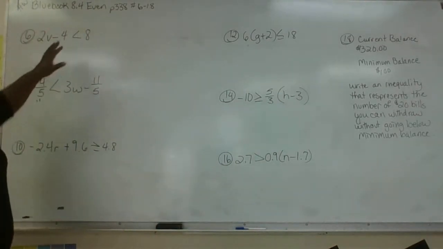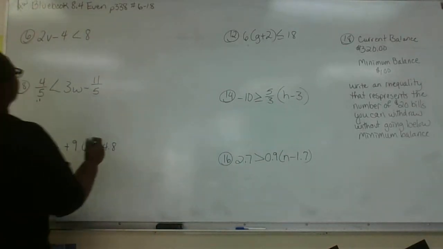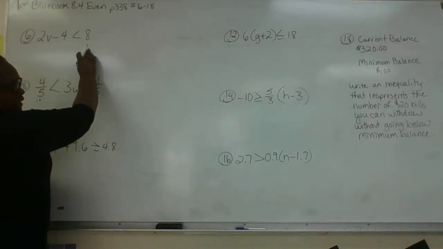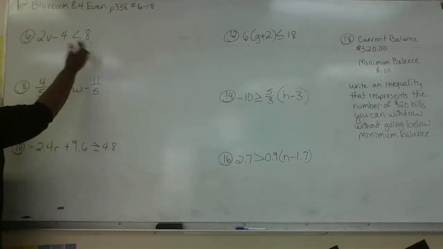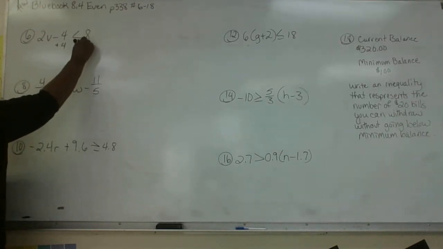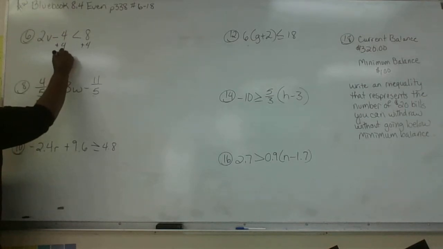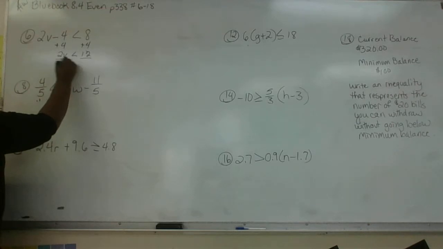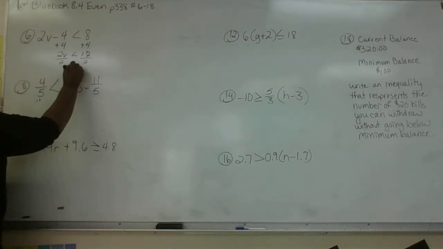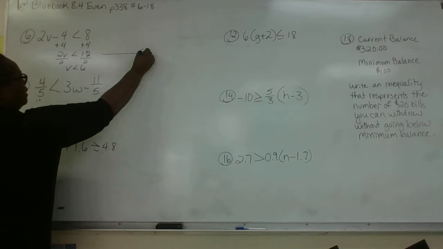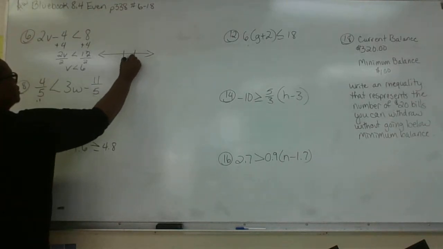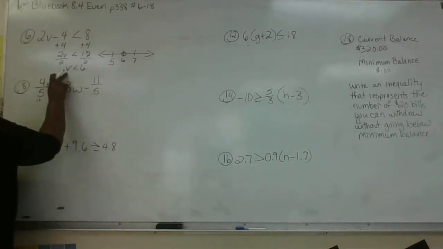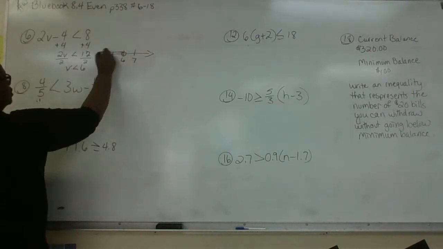Let's get started. On number 6, we have 2v minus 4 is less than 8. So we're going to add 4 to both sides, and therefore 2v will be less than 12. Then we divide both sides by 2, and v will be less than 6. When we graph, we have a 6, we have a 7, we have a 5. We will start at 6, and all integers that are less than 6 will be on this side.